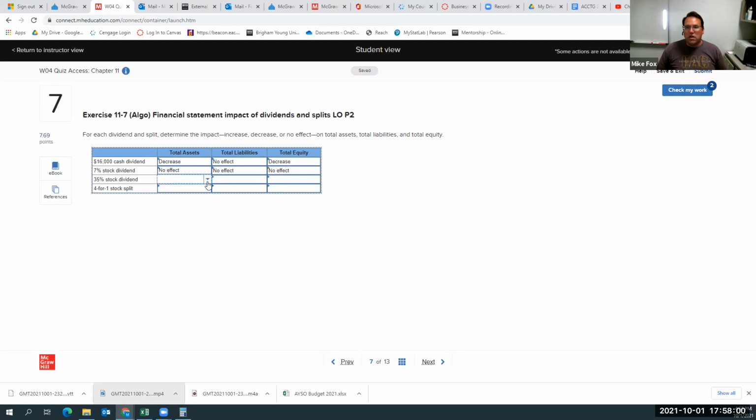A large stock dividend, same idea. There'll be no effect on assets because we're not paying out any cash, and no liabilities because we're not taking on any debt. And same thing, our retained earnings will go down and our capital stock will go up. So there'll be no effect overall on the total equity. And then on a stock split, we are not paying out any cash. We're just splitting the shares so that now the shares are worth half as much, and doubling the number of shares. So we're not even issuing new shares.